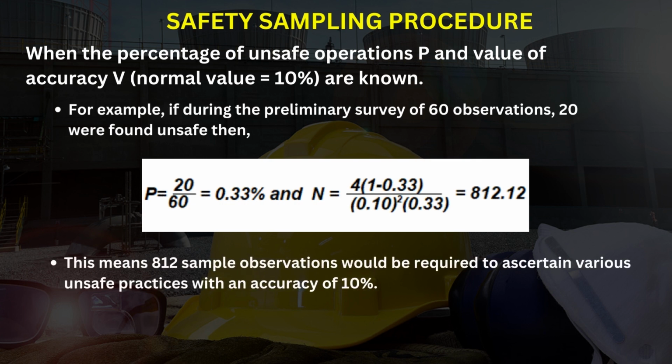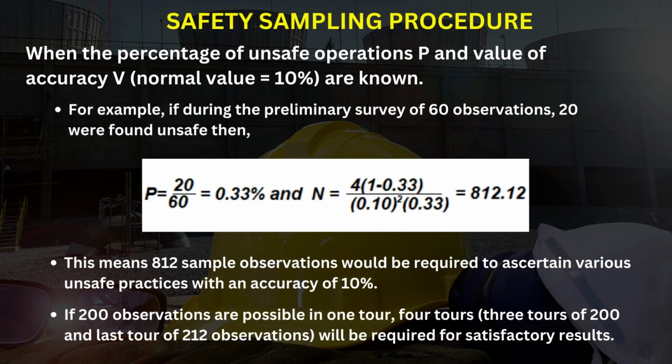This means 812 sample observations would be required to ascertain various unsafe practices with an accuracy of 10%. If 200 observations are possible in one tour, 4 tours will be needed: 3 tours of 200 and a last tour of 212 observations, for a satisfactory result.